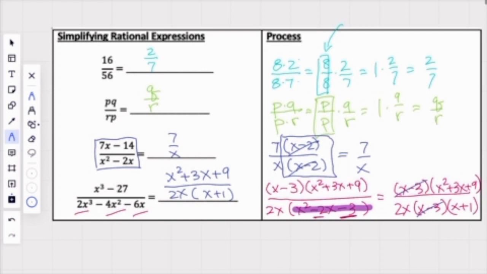Okay, we're going to use the simplification process when we move on into multiplying rational expressions, and that's up next. See you later.